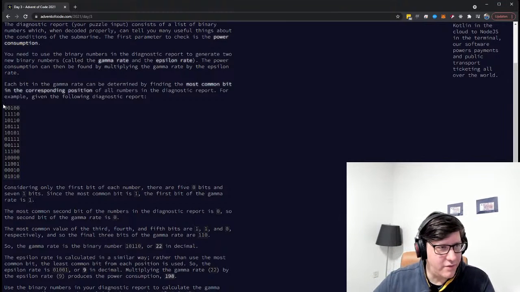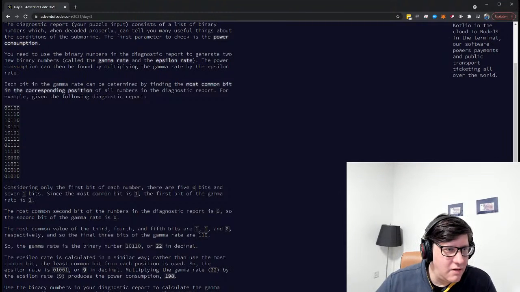So here we have a lot of ones and zeros, or binary. So it's 5-bit binary here. Let's see, considering only the first bit of each number, there are 5 0 bits and 7 1 bits. So depending on which end you start to count, right? But yeah, 5 0 bits, so they count from the left, sure. And 7 1 bits. Since the most common bit is 1, the first bit of the gamma rate is 1.